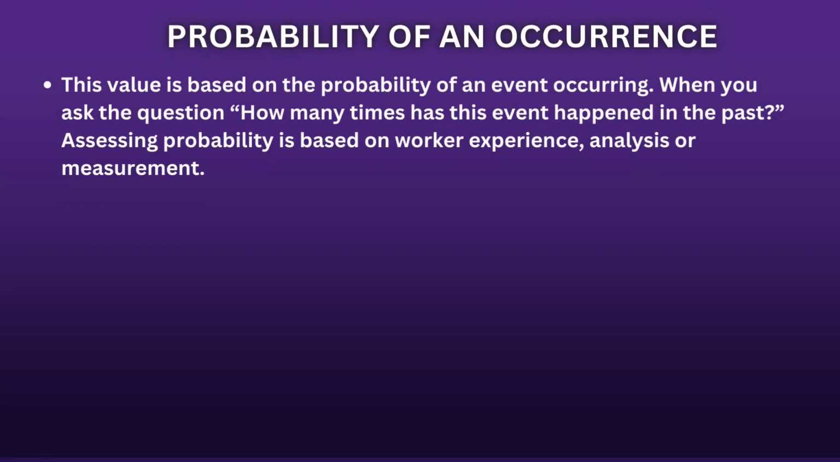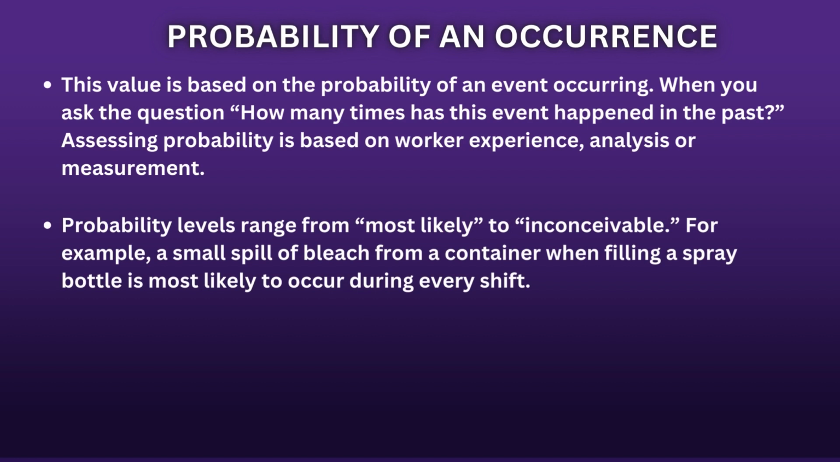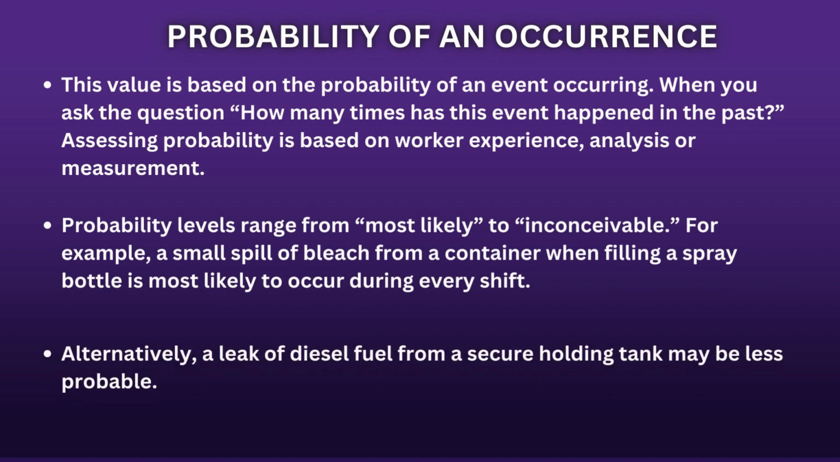This value is based on the probability of an event occurring. When you ask the question, how many times has this event happened in the past? Assessing probability is based on worker experience, analysis, or measurement. Probability levels range from most likely to inconceivable. For example, a small spill of bleach from a container when filling a spray bottle is most likely to occur during every shift. Alternatively, a leak of diesel fuel from a secure holding tank may be less probable.